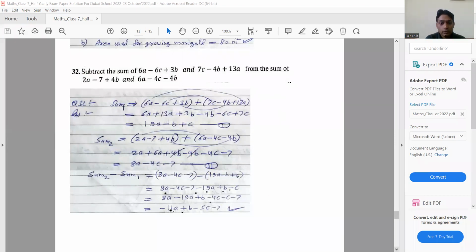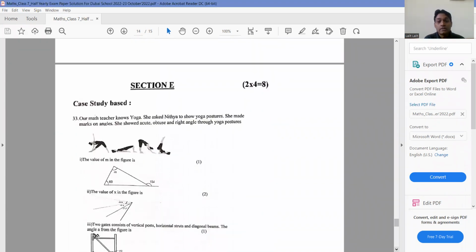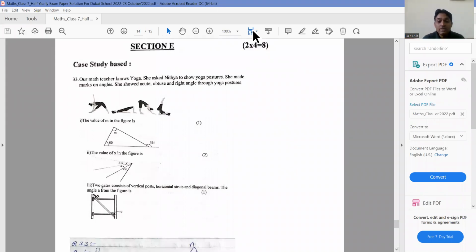Now 33rd question. Okay, so now we have two case studies, so it is interesting. As per CBSE also, they have started giving case study based questions just to increase the IQ level and logical level of the students. So let's quickly solve this case study. The first case study is question number 33. Our math teacher knows yoga. She asked Nitya to show yoga postures. She made marks on an angle. She showed acute, obtuse, and right angle through yoga postures.